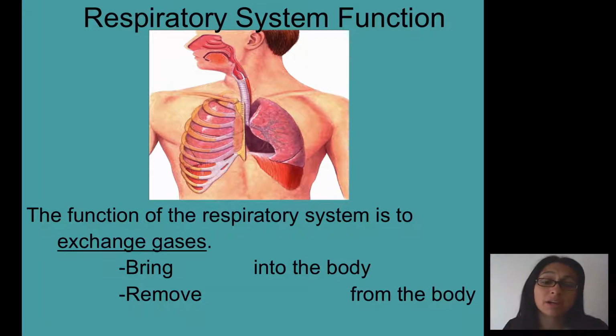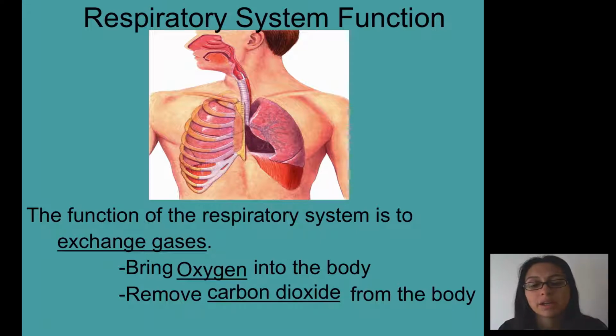It's going to bring oxygen into the body, and it's going to remove carbon dioxide from the body. The two gases being exchanged here are oxygen, brought in so that the cells can use it for cellular respiration, and carbon dioxide, getting it out of the body. Carbon dioxide is a waste product. It needs to be removed from the body. Carbon dioxide was also created during cellular respiration, and needs to be removed.